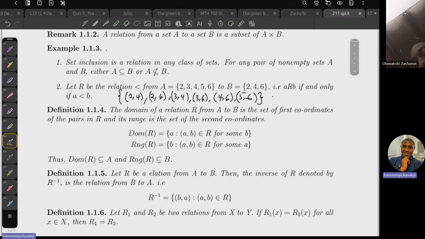And the domain of a relation from A to B is just the first element that you see in the pair, while the range is the second element that you see in a pair. So for instance, in this relation, what's the domain? The one we did up here. So if I call this R, what is our domain of R?